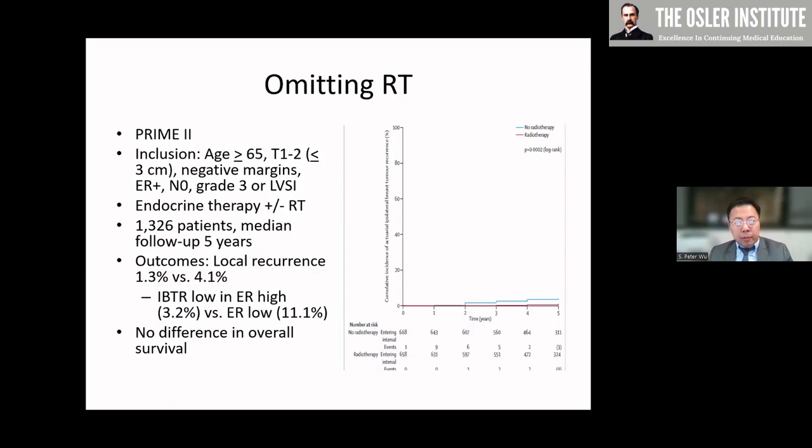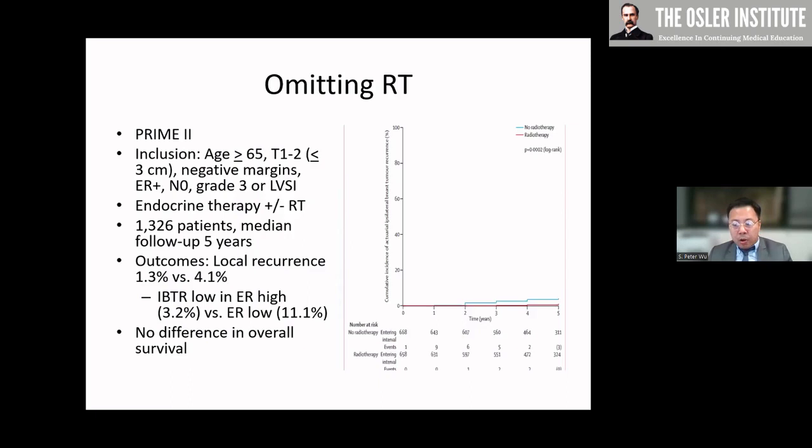Although there is a measurable benefit in local control, these women included in PRIME 2 were age 65 or older, T1 to T2, less than 3 centimeters, negative margins, ER positive, N0. They could have grade 3 or LVSI, but not both. That was not allowed. Those patients received either endocrine therapy alone or endocrine therapy with radiation.